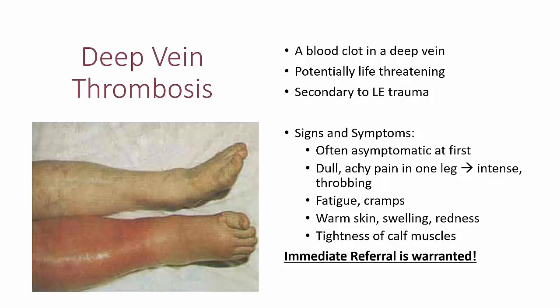The signs and symptoms of deep vein thrombosis can include being asymptomatic at first, and an individual may not have any symptoms appear at all. If they do have symptoms, most often they will complain of a dull, achy pain in one leg. The pain often starts in the calf, and it can feel like cramping or soreness. This pain progresses to intense, throbbing pain. Fatigue and cramps are common. The individual will likely have warm skin, swelling, and redness. Tightness of the calf muscle is common, and we see swelling in the affected leg. Rarely, there may be swelling in both legs.